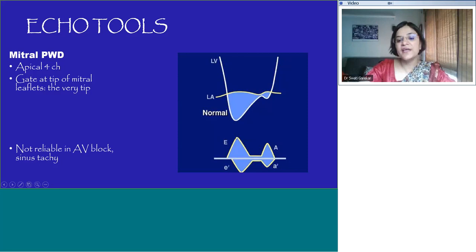Looking at the E wave happening when, remember, your LA pressure is higher than the LV pressure, and most of the rapid filling happens in the E and less of it happens in the A.